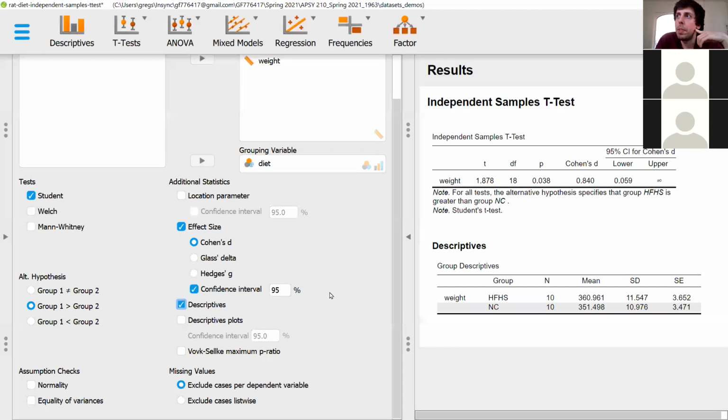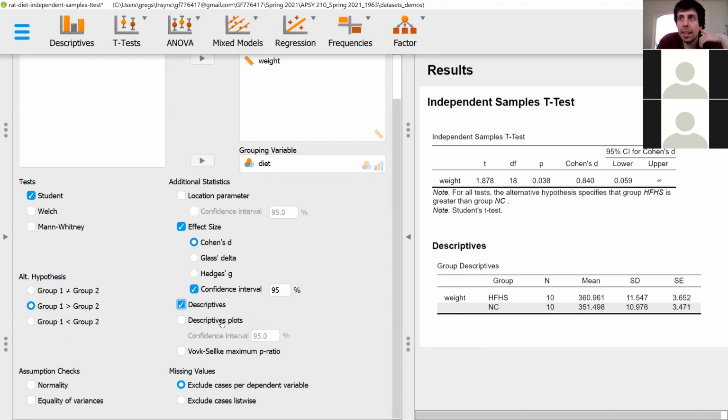We can look at the descriptive statistics for each of the two groups. And I think it's really cool that the descriptive statistics are so easy to get. You just click a button and it tells you the two different groups, high fat, high sugar and normal chow. The fact that high fat, high sugar appears first on the list is a clue that JASP classified that as group 1, whereas that's not what I did. And it tells you the mean, standard deviation, and the standard error.